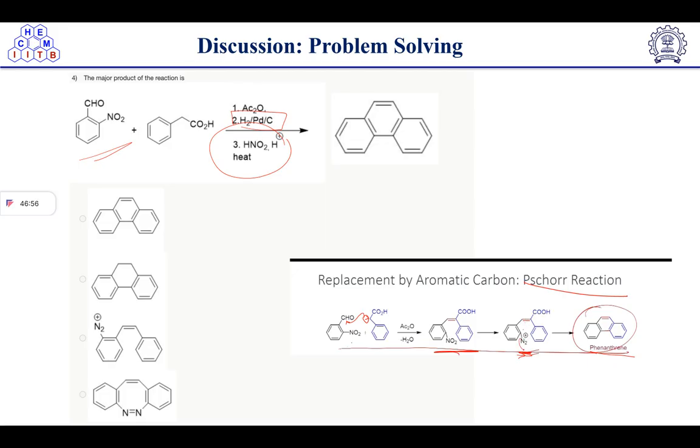Sorry, this is the ionic mechanism. So here positive charge will come. Then the proton abstraction will take place and it will attach here to form the product. This is the correct answer.